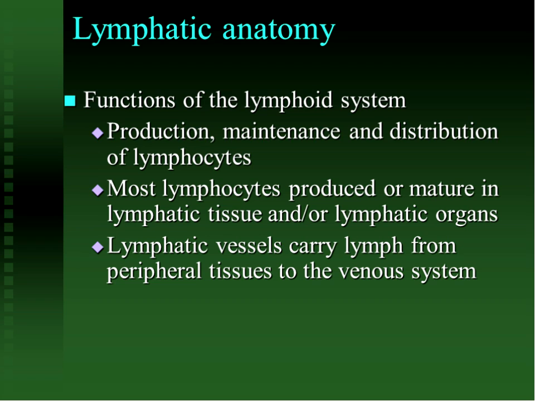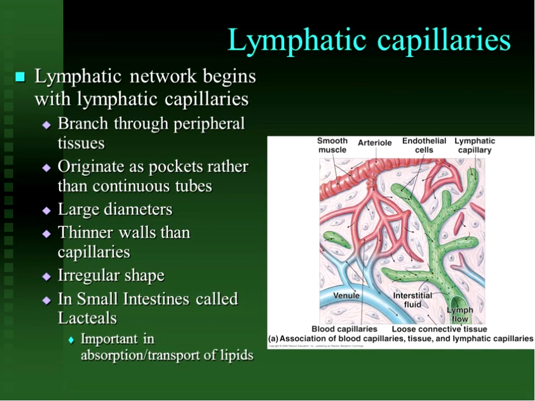Right? Most lymphocytes are produced or mature in lymphatic tissue and or lymphatic organs. That's where the thymus gland comes into play. And then our lymphatic vessels carry lymph from the capillary network of peripheral tissues back to the subclavian veins and return it, and help return the viscosity of the blood to maybe be a more watery fluid.